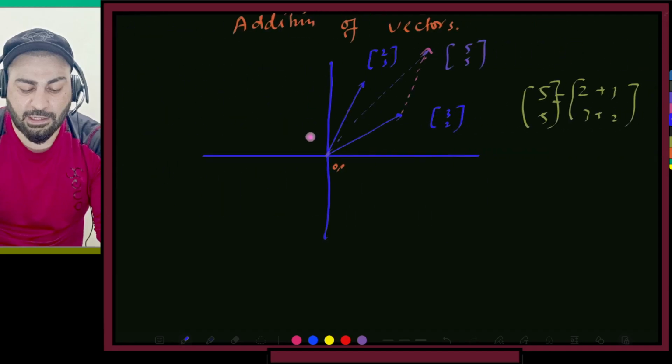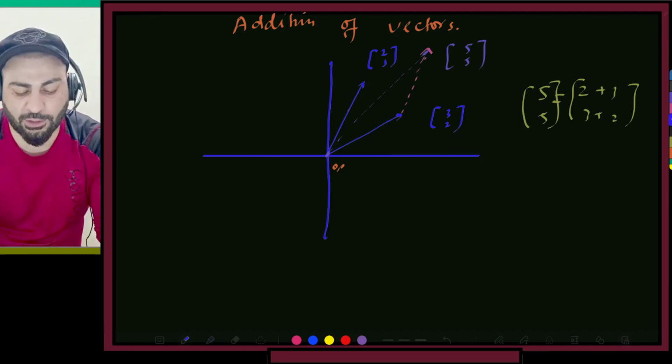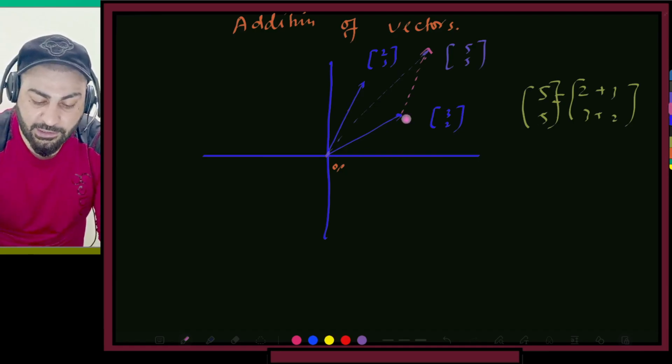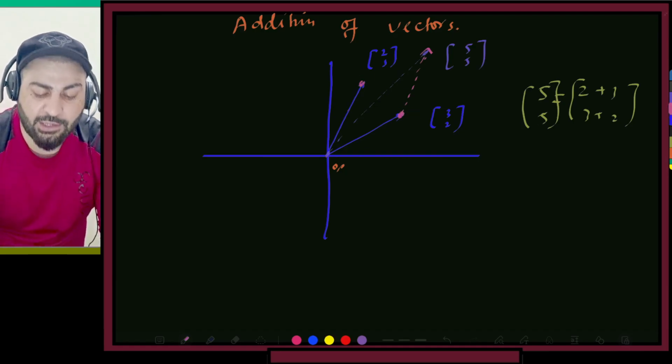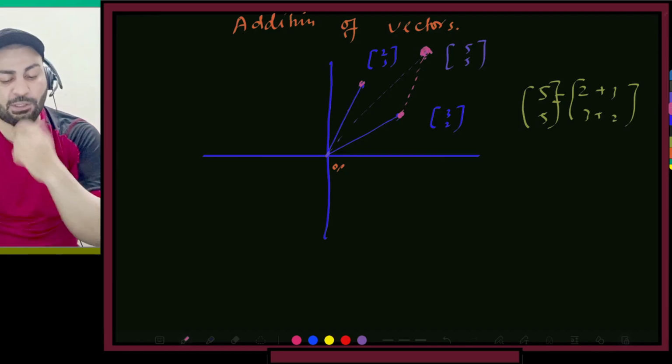But if you see it geometrically, a vector in 2D is like this. We can also make a vector in 3D. They are just lines of some sort, basically points. This vector is a point, and this is a point. When we add them, we reach here. This is the resultant point of these vectors. This is one method of addition.